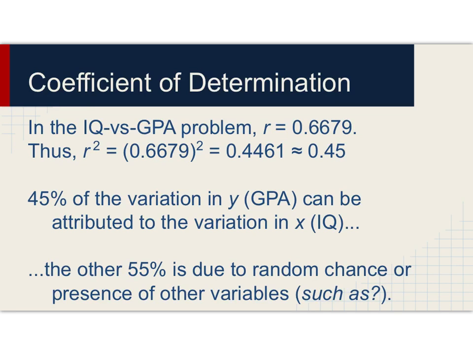Maybe it's random chance, maybe it's the presence of other variables, and there's a lot of reasons why a student with a high IQ would not necessarily have a high GPA, or why a student with a low IQ would not necessarily have a low GPA. There's your 55% right there.